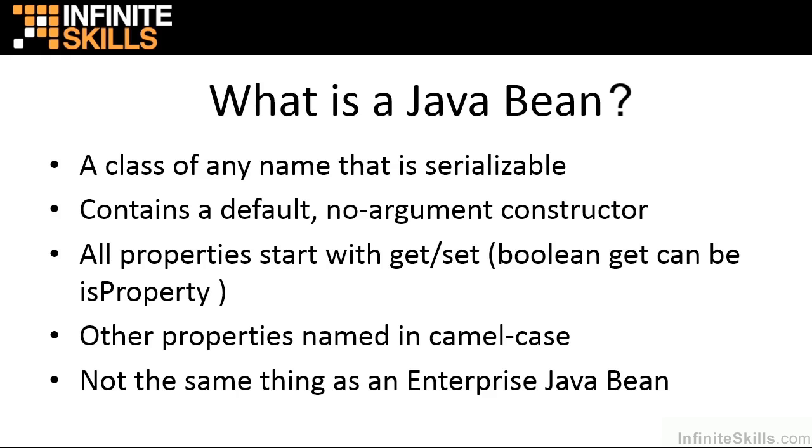As a convention, all of the Java bean properties have to start with either get or set in their name, with the exception of the primitive Boolean type, which can be is and then the property name. So if I had a property named name, for instance, if I wanted to have my accessor, I would say getName, and my set would be setName, a mutator. And of course, with Booleans, it could be isProperty or isName.